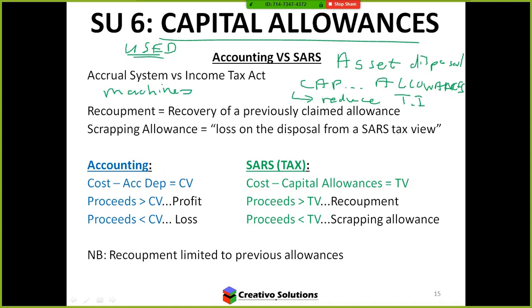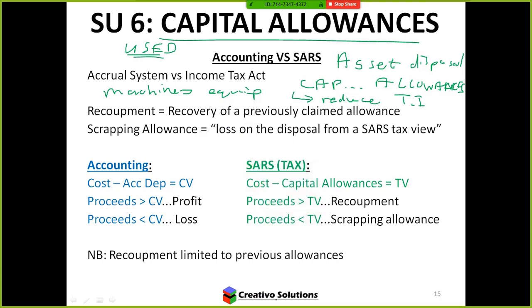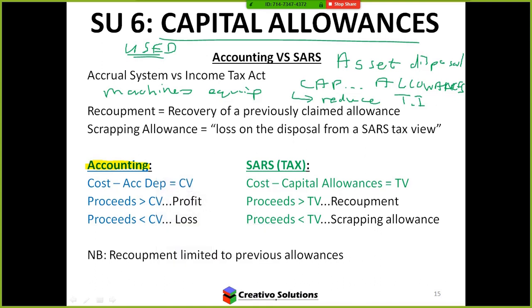whatever it is, what do you have to work out? Well, from an accounting point of view, think about accounting. You would have done this in one of your previous modules. When you look at the profit or loss on the sale, i.e., the disposal, you're either going to have a profit or a loss that you need to account for in the accounting records as part of your statement of comprehensive income.